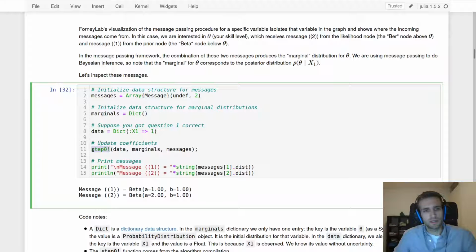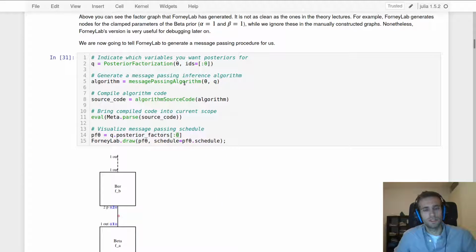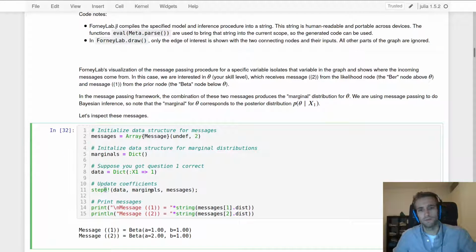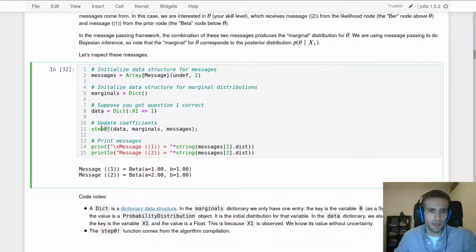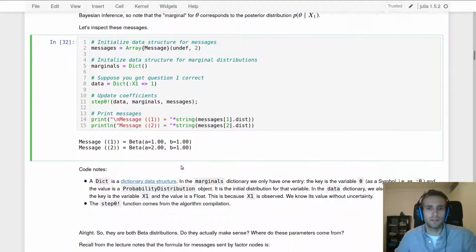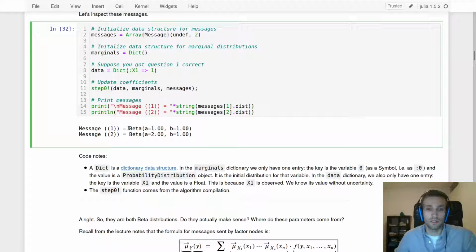Then we have this step function here. This has been generated by Formulab in this procedure defined above with the message passing algorithm. And remember that this exclamation mark means it changes its input arguments. So what happens here is that it populates this marginals dictionary and this message array. So we execute that, and then we can print out the messages, and it shows that there are two messages here. The beta distribution 1,1 and beta distribution 2,1.